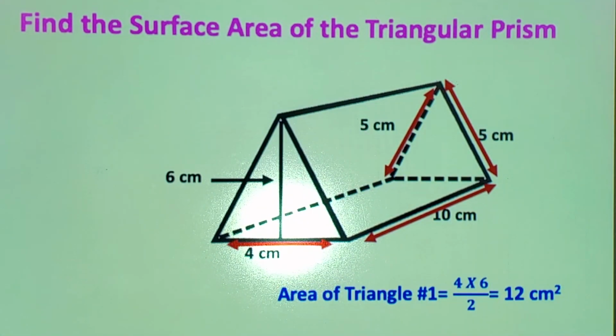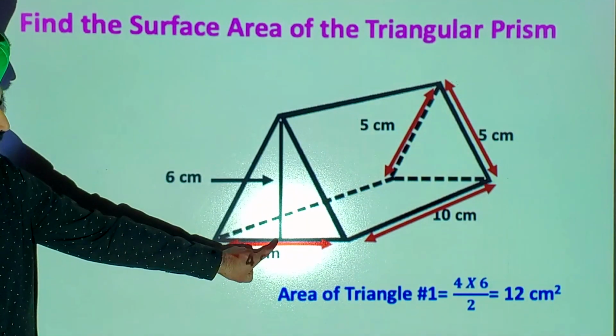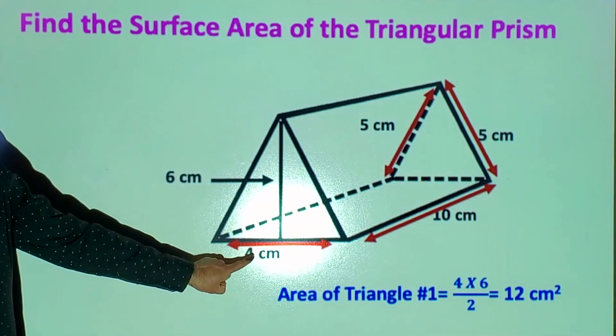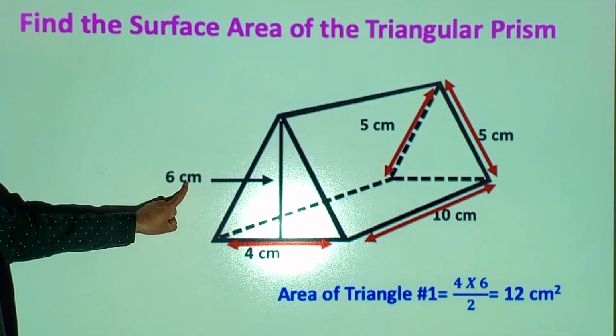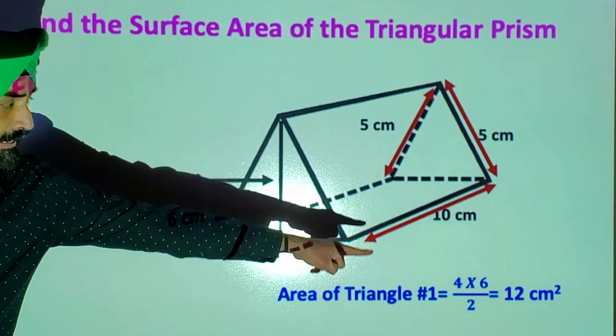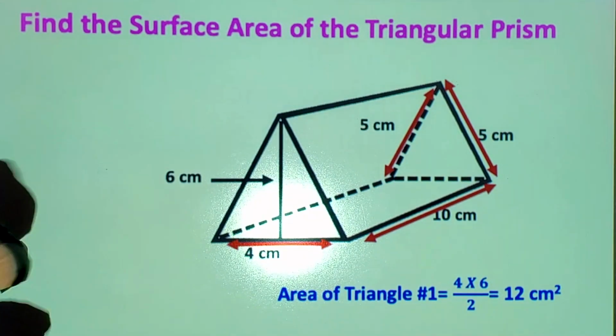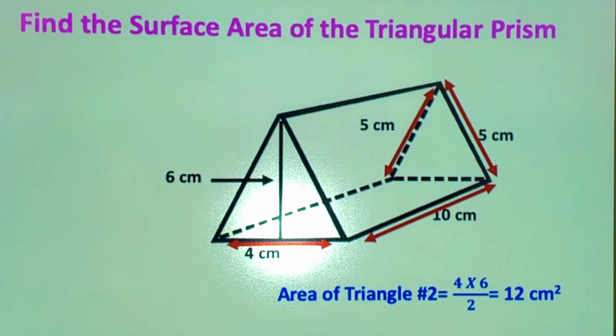Now let's find the area of triangle number 1. Both triangles will have the same area. So this is the base here, and a line drawn perpendicular is the height. So the base is 4, the height is 6. What is the formula to find the area of a triangle? Base times height, which is 4 times 6, divided by 2. So 24 divided by 2 is 12 centimeters square. The same will be the area of triangle number 2.